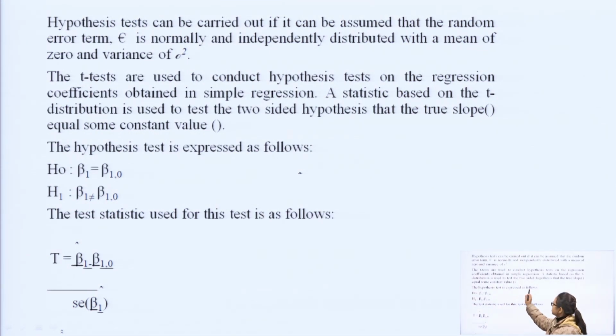Here the hypothesis test is expressed as H naught: b1 equals b1,0, and H1: b1 not equal to b1,0. b1,0 is a specific value, like 1 or 0. The test statistic used for this test is as follows: t equals b1 hat minus b1,0 upon SE of b1 hat, where SE denotes standard error.